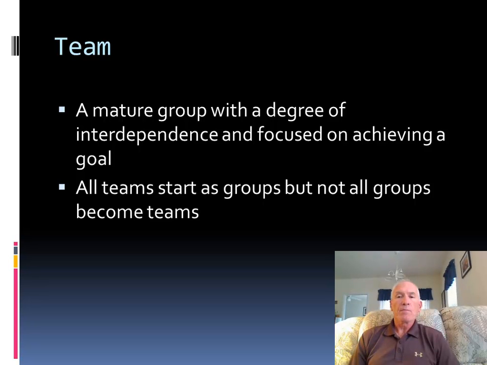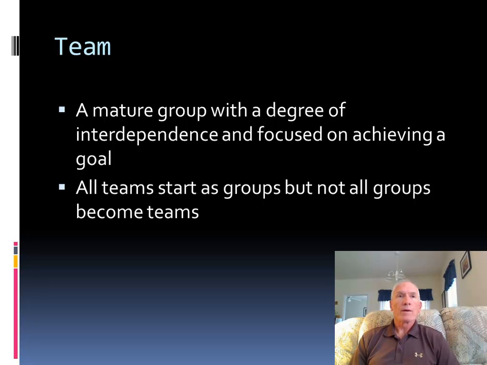There is the team. We use the word team frequently when we might not really mean team, or it may not clearly meet the definition. But teams are typically mature groups in which there's a high degree of interdependence in achieving a goal. Now, all teams start as groups, but not all groups become teams.